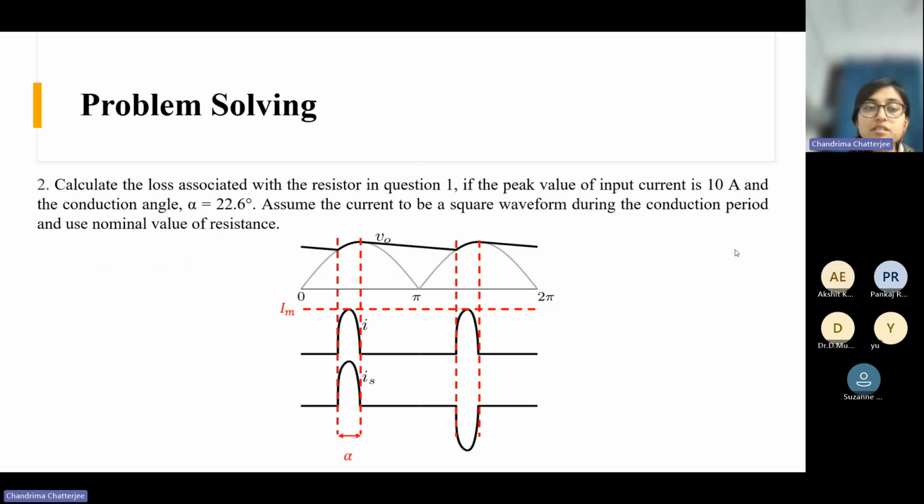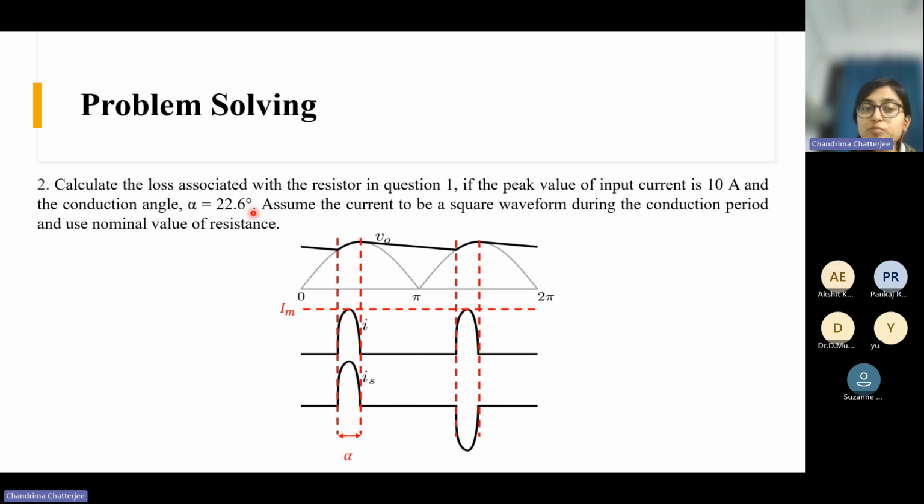The next problem is: calculate the loss associated with the resistor in question 1, if the peak value of the input current is 10 ampere and the conduction angle alpha is 22.6 degree. Assume the current to be a square waveform during the conduction period and use the nominal value of resistance. So this is related to question 1. Additional data are given. The maximum input current is 10 ampere. This data is for steady state.